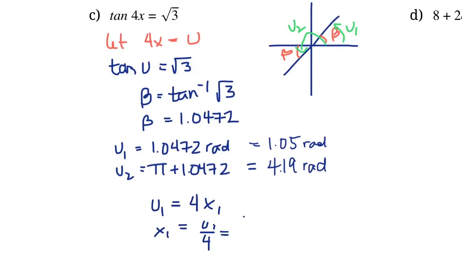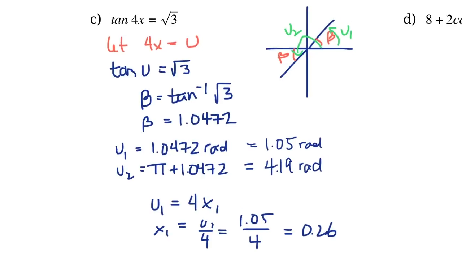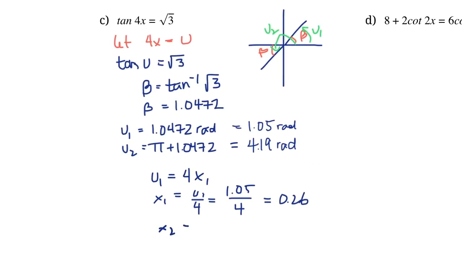So u1 was 1.05, and then we can divide by 4 to give us an x1 value of 1.05 divided by 4, which is 0.26. So our x1 value is actually 0.26, and we can do the same thing for x2. It's going to be u2 over 4, which is 4.19 divided by 4, gives us 1.05 radians. So we have two solutions here. Are we done? We found two x values that correspond to that just by finding the u values.